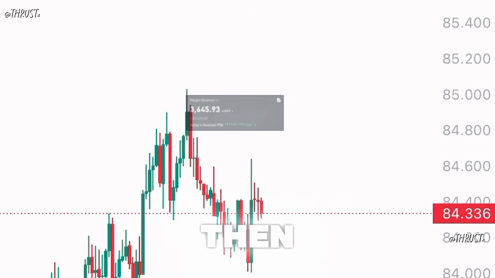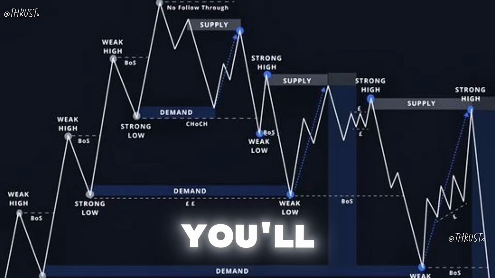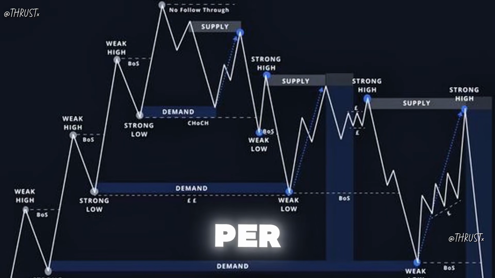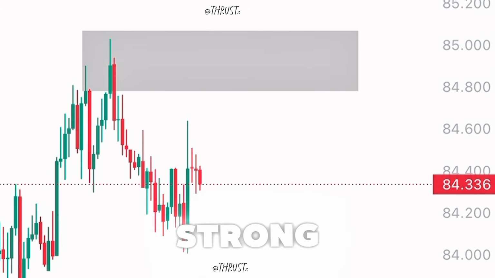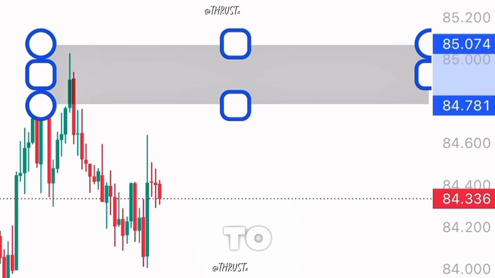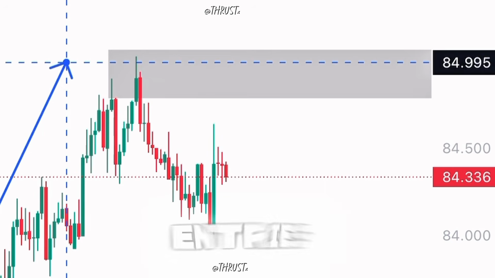If you're a beginner, then I promise you in less than 18 minutes, you'll be able to make more than $100 per day using this smart money order flow with strong supply and demand zones, which you're going to be using with the strong higher highs and lower lows to make your entries, okay?